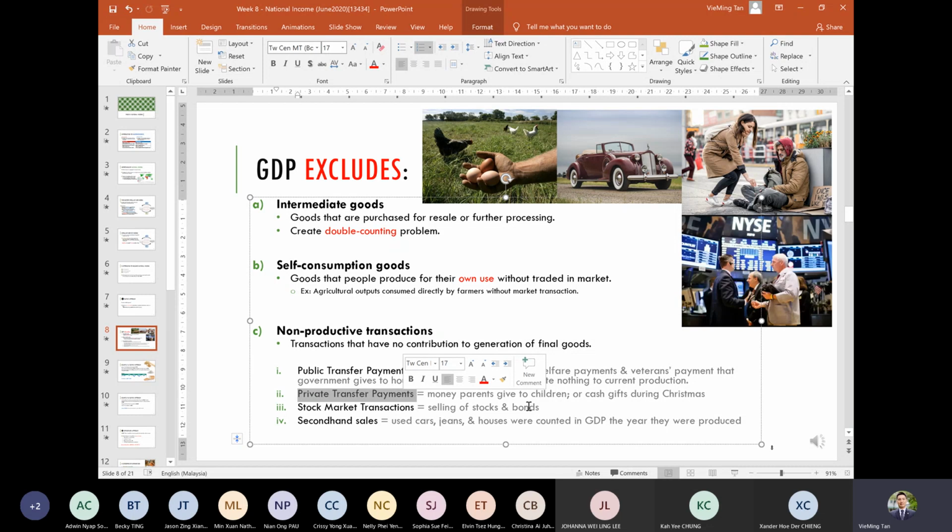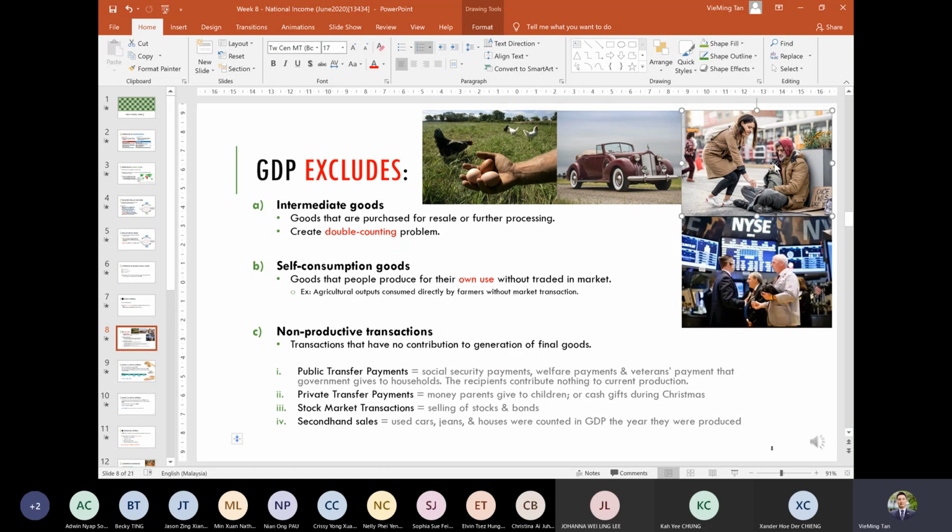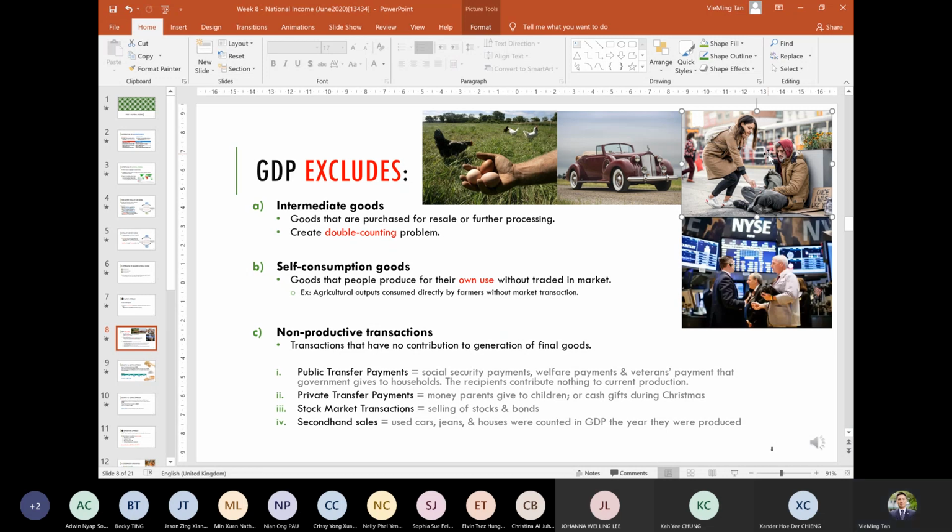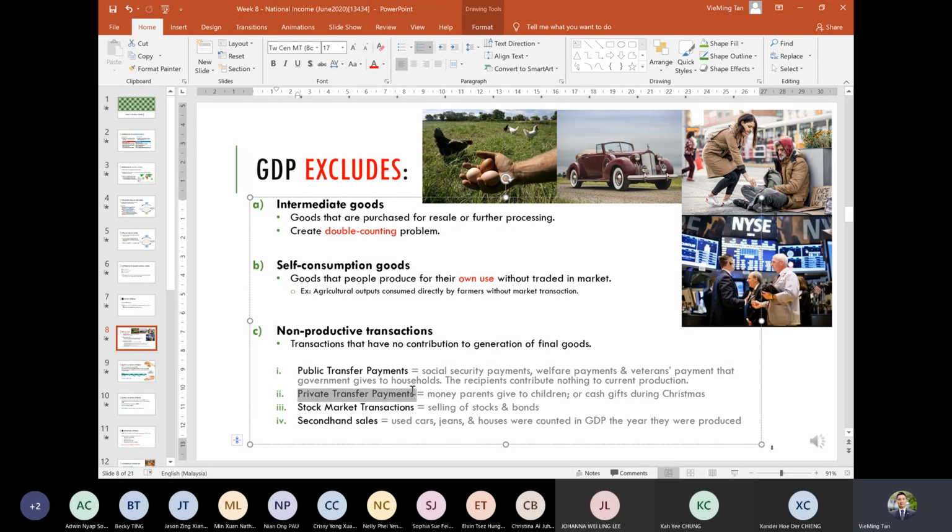Private transfer payment can be also like this lady donating money to the beggar. It's also considered as private transfer payment. So this private transfer payment will not generate productive economic activities from this money. As a result, it's also not counted in the GDP calculation.